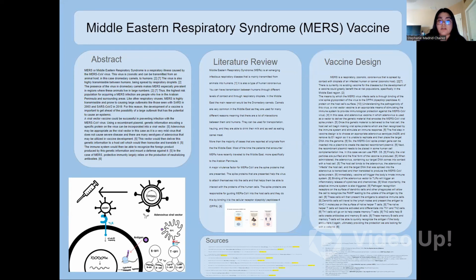It is also zoonotic, which means that it's transmitted between humans and animals, specifically the dromedary camels. It's also transmitted between humans through close contact and respiratory droplets. Like any other respiratory virus, MERS is highly transmissible, meaning it is very easy for outbreaks to occur.